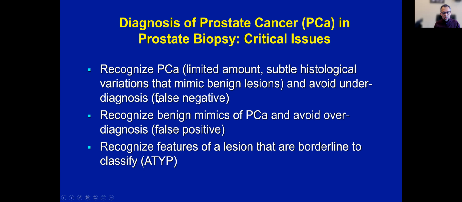So overall, the diagnosis of prostate cancer is usually pretty straightforward, but it can be especially challenging in three situations: when the cancer focus is small in amount, when you have subtle histological variations that can mimic benign lesions, and there are a variety of such conditions which can mimic benign lesions, which I will show you in the next slide. And also in some of the cribriform proliferations, it can be a more challenging diagnosis to deal with.